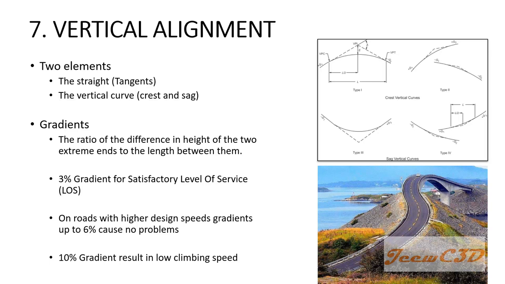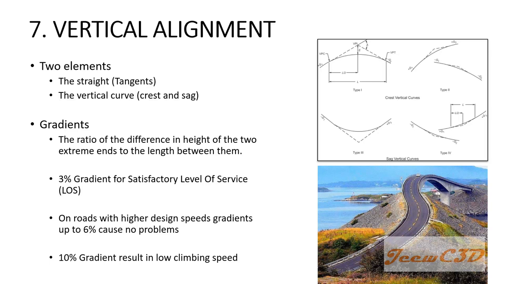We have crest curves and sag curves. A curve like this would be called a crest curve. So all these are crest curves, and this kind of curves are called sag curves. In terms of the gradient of the vertical alignment, up to 3% of gradient you will be traveling without much problem. When traveling without much problem, we especially mean the design vehicle. That should usually be a heavy vehicle such as a truck.